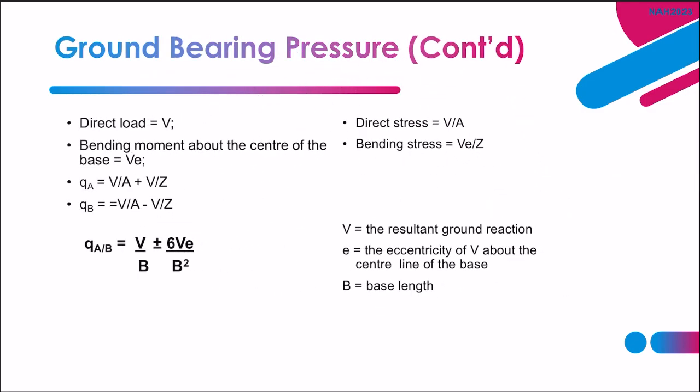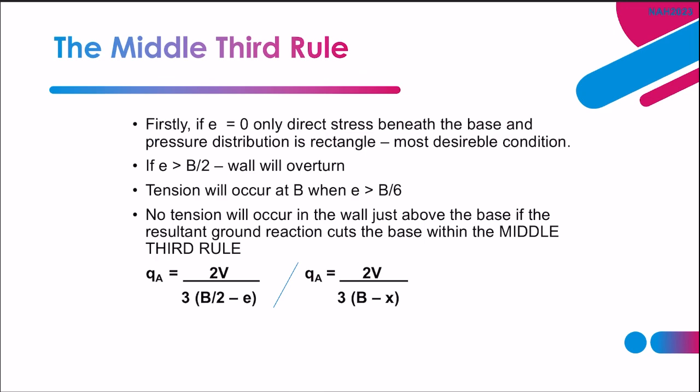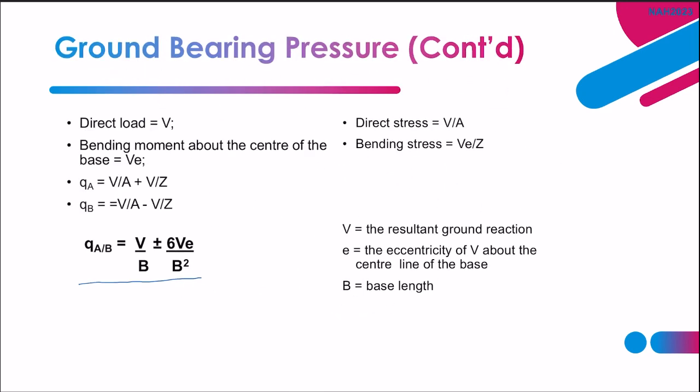From this, we can find the ground bearing pressure. In order to find ground bearing pressure, there are two formulas that you need to know. One is this one, and there is another one here. It is based on the position of ground reaction, X, that we calculated previously.